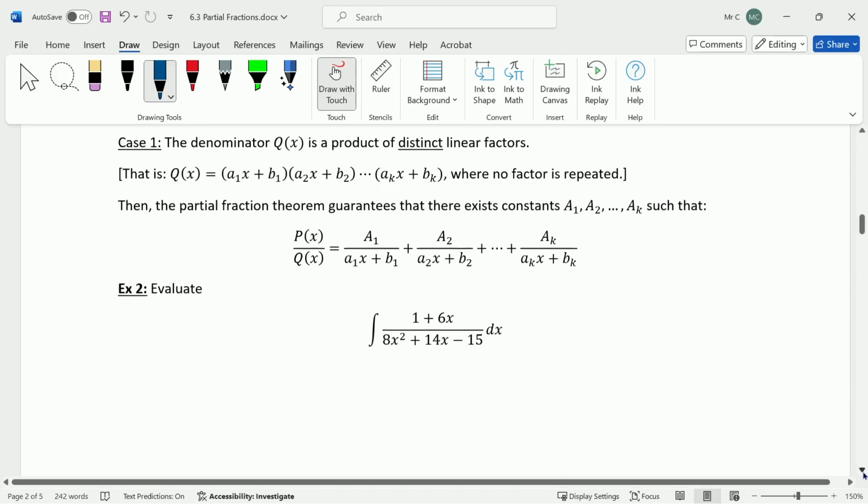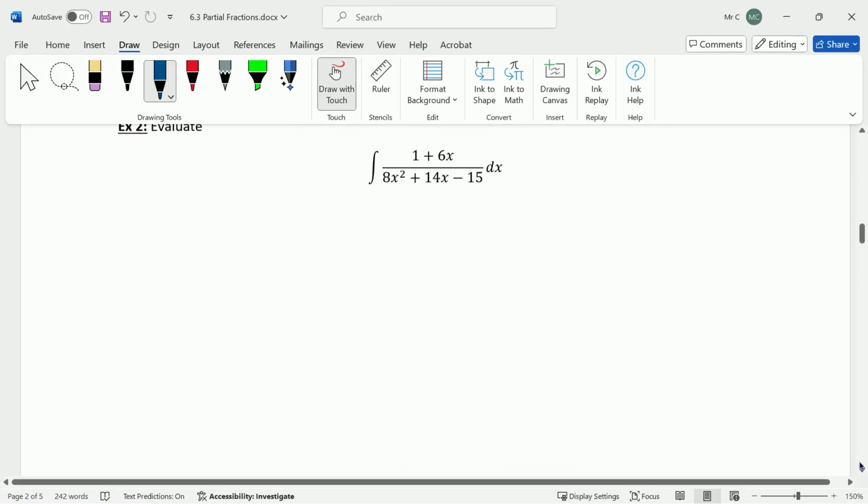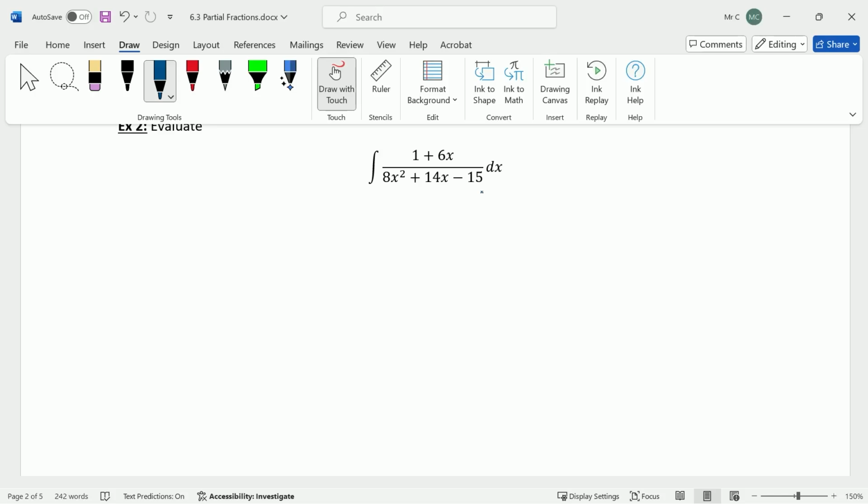So I look at this expression, evaluate the integral of 1 plus 6x over 8x squared plus 14x minus 15. And I think, well, let me start by figuring out how to factor that denominator. So I've got 8x squared plus 14x minus 15. And since I've got a leading coefficient other than 1, I'm going to multiply this 8 and this negative 15 together. And that's going to give me negative 120.